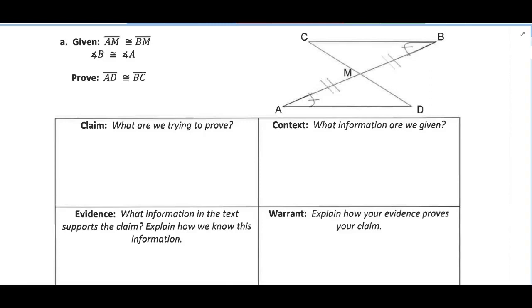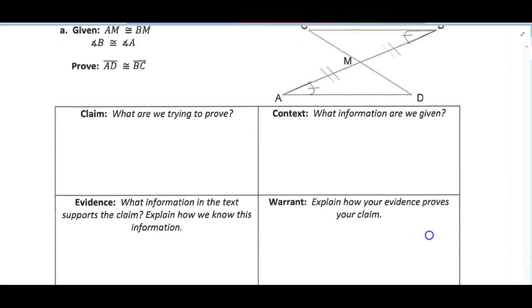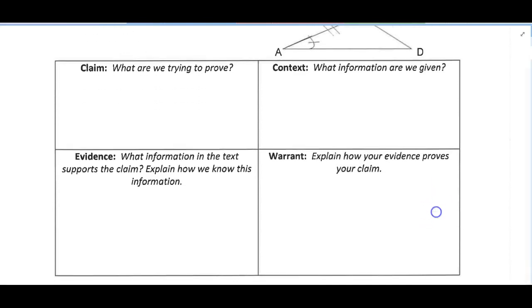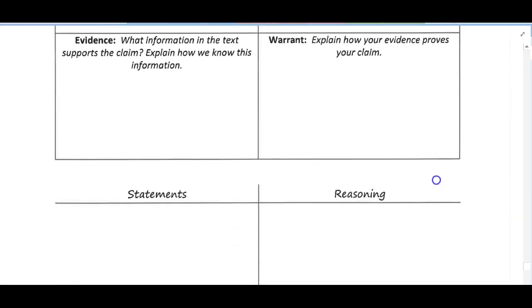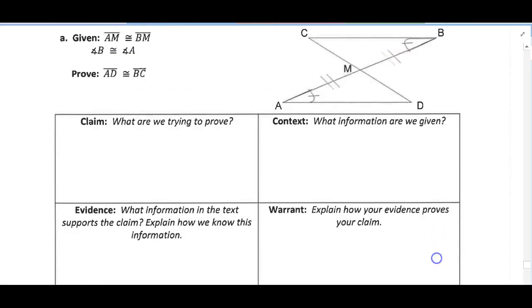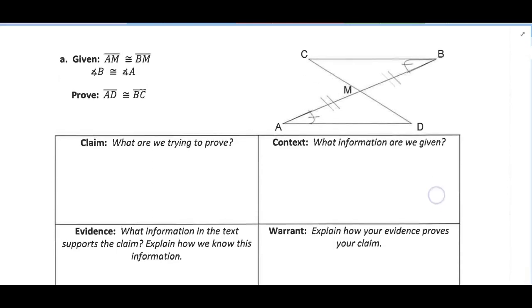In this video, I'm going to cover this first proof in section 4.6 notes. This is CPCTC. And for the video, I'm going to skip the table method here for completing the proof, and we're just going to do the two-column proof. So let's take a look at what we've got here.